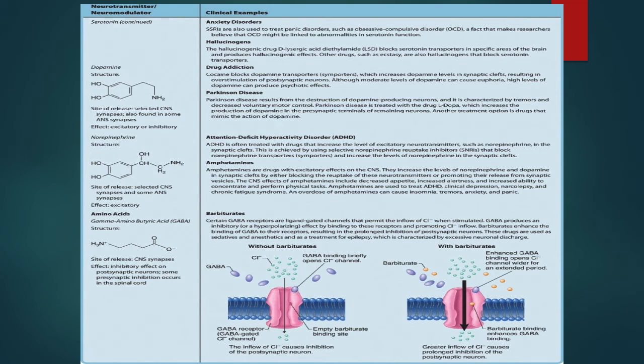A couple other neurotransmitters there, norepinephrine. We treat ADHD, that's attention deficit hyperactivity disorder, by giving them drugs that affect levels of norepinephrine. I think the amphetamines are affecting those levels as well. There's GABA down there. GABA is another neurotransmitter, gamma aminobutyric acid. It's an inhibitory neurotransmitter that can inhibit some areas of the brain. And so we can use these drugs for sedatives, things like that.